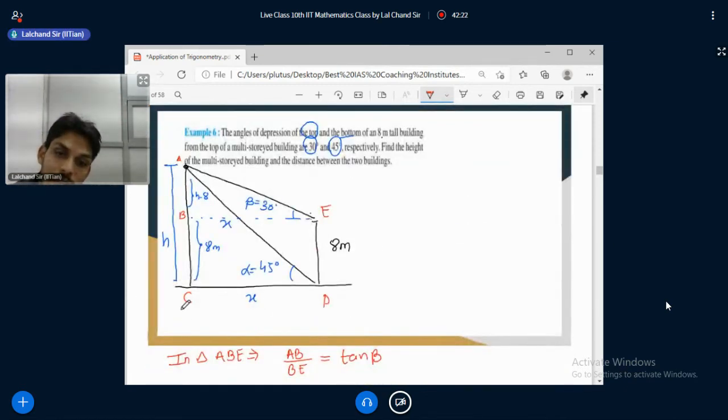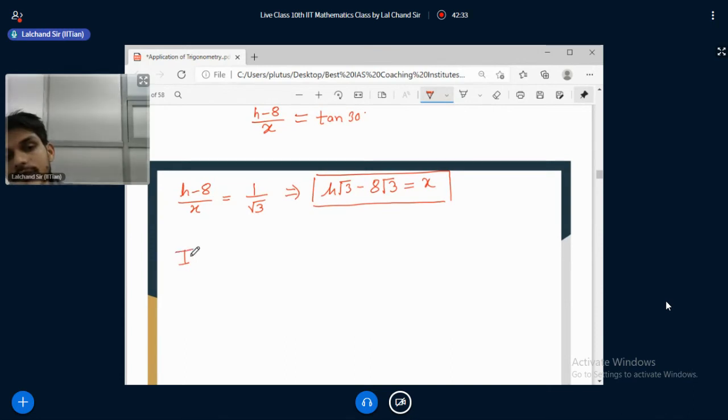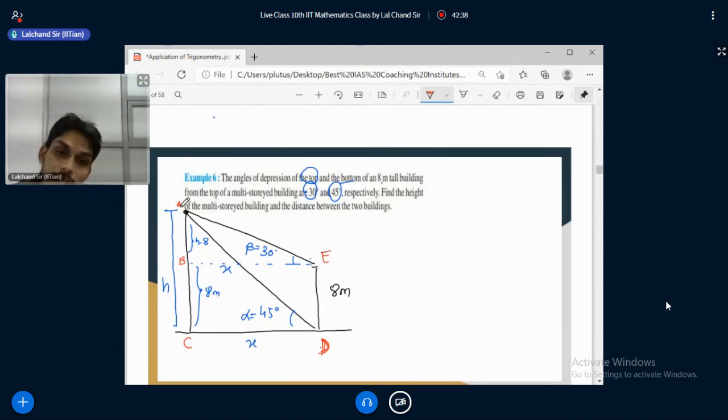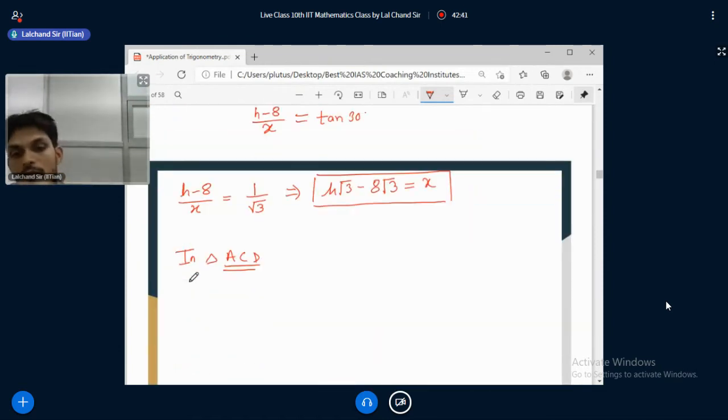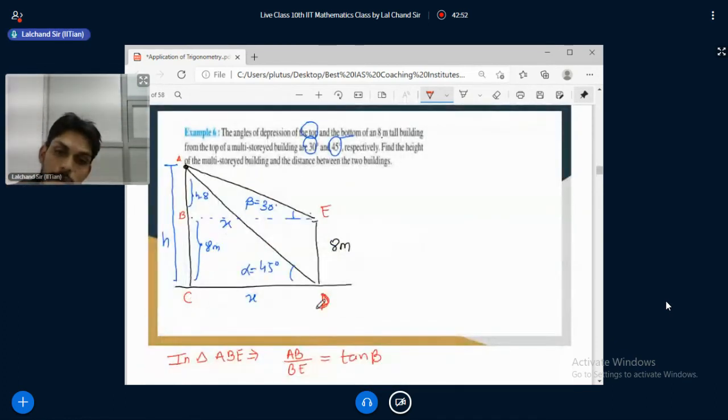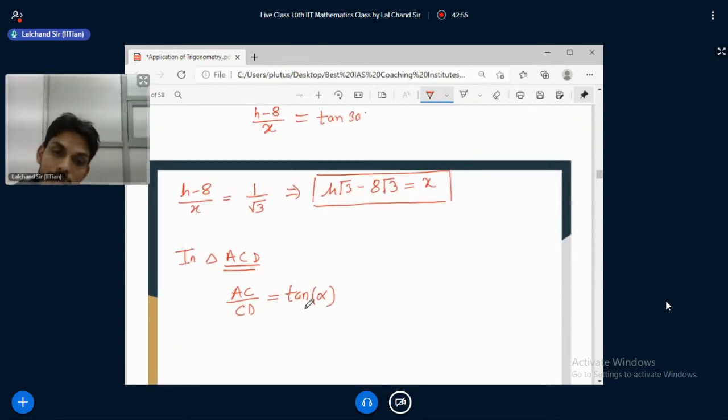Now, if we look in triangle ACD, in triangle ACD, okay. So if we look at AC divided by CD, can we write tan alpha? This equation is correct or not, Krishna? Is there any doubt up to this?